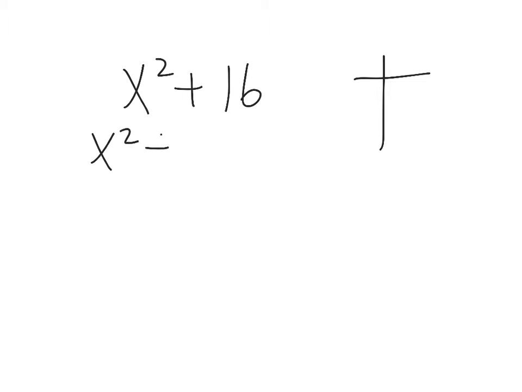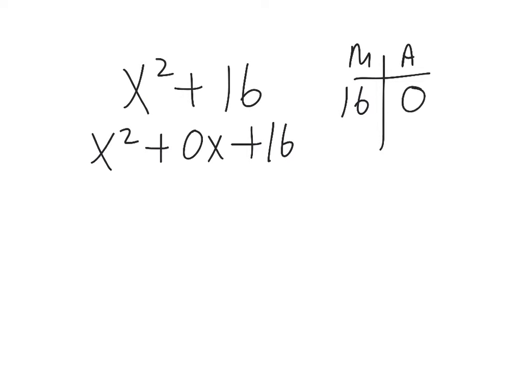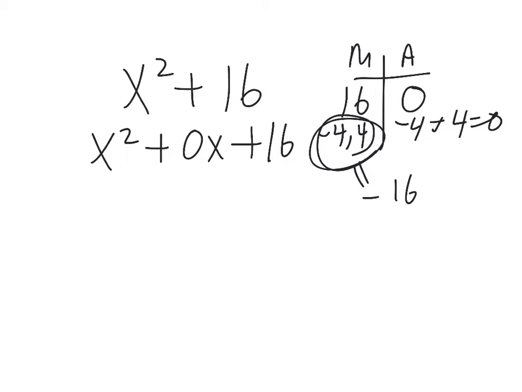Okay, so I want to show you an example which doesn't work. Let's do something like this: x squared plus 16. Now your teacher's probably told you this doesn't work. And why? Well, let's see. Because when I go to do this, I'm going to rewrite x squared plus 0x plus 16. I do my MA chart, multiply to 16 and add to be 0. You cannot come up with a combination of numbers that are going to multiply to give you 16, but add to give you 0. Now you could put negative 4 and positive 4 and argue with me that negative 4 plus positive 4 is 0, but that multiplies to negative 16, not positive 16.